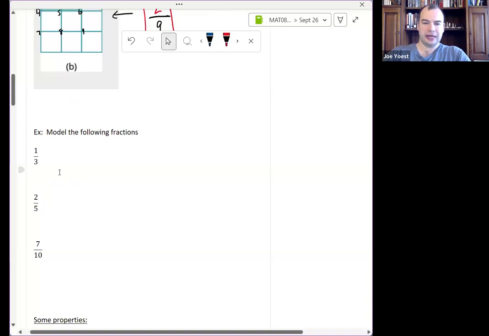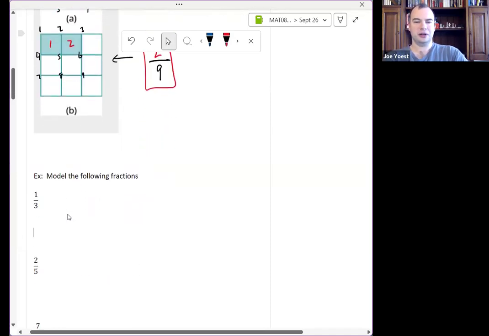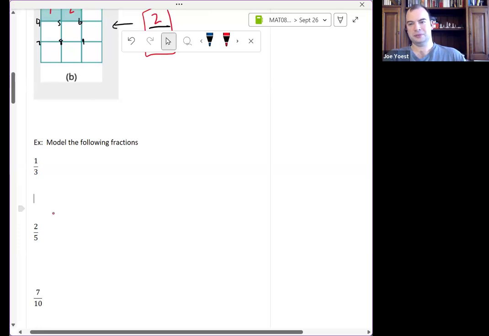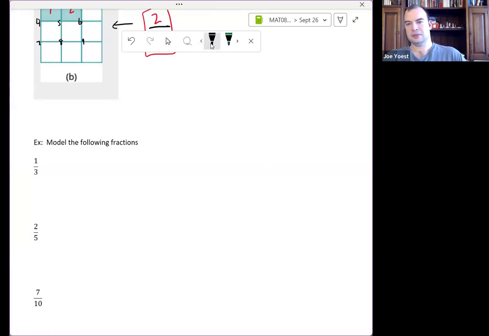Okay, so let's take a look at some different fractions here and let's try to model them with either a circle or a rectangular model. Okay, so if I look at 1/3, so I have a circle, the 3 on the bottom tells me that I'm going to split this circle into 3 equal sized parts. So it looks kind of like that. Looks a little bit like a Mercedes symbol.